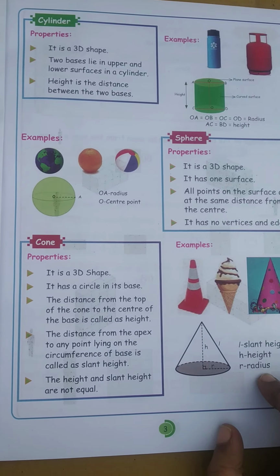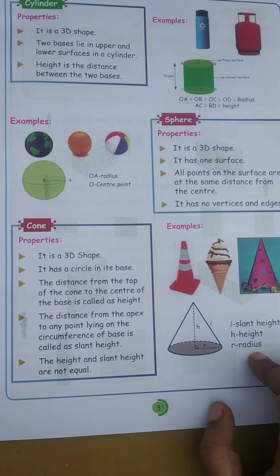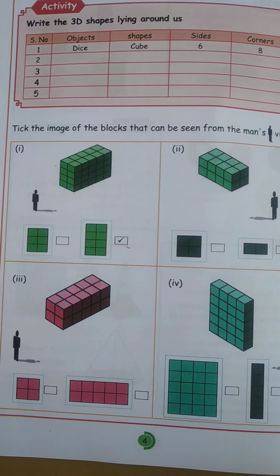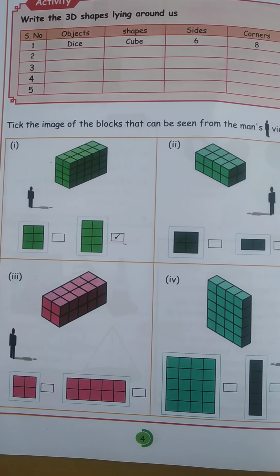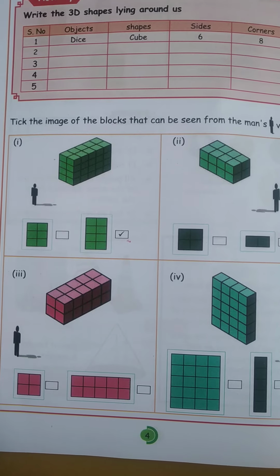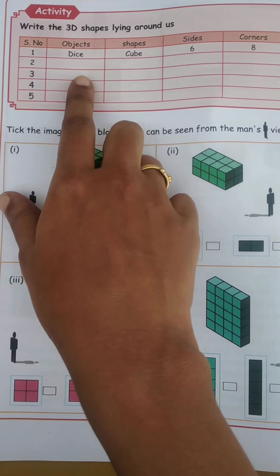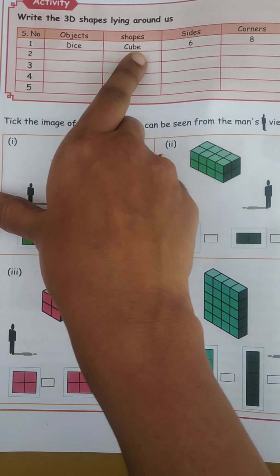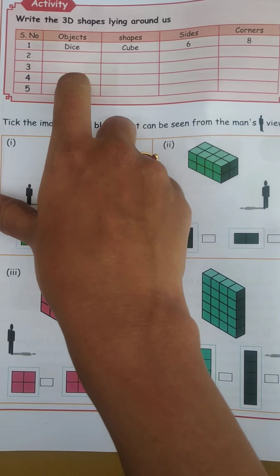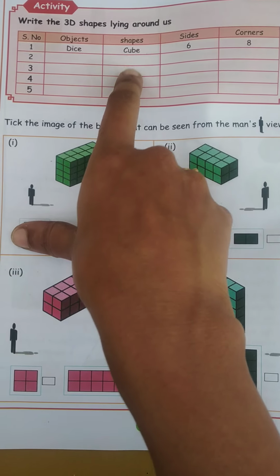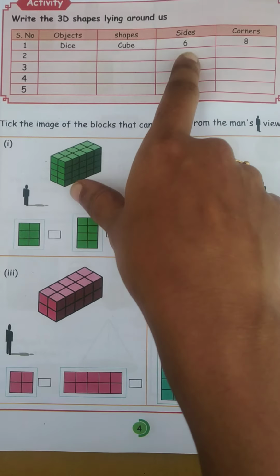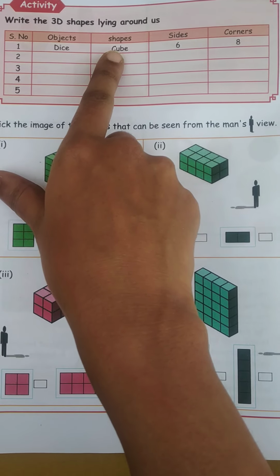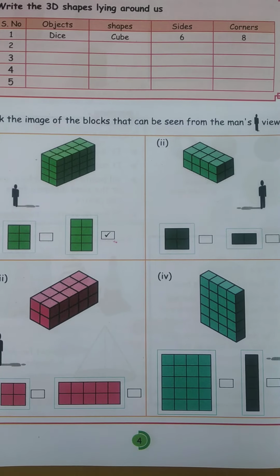So this is all about the three-dimensional shapes, children. What we have seen: cube, cuboid, cone, cylinder, and sphere, along with some extra points from last year. Then there is an activity given. For the cube they have given the object name, the shape of the object, how many sides and how many corners. You just do the same for cuboid, cone, cylinder, and sphere.